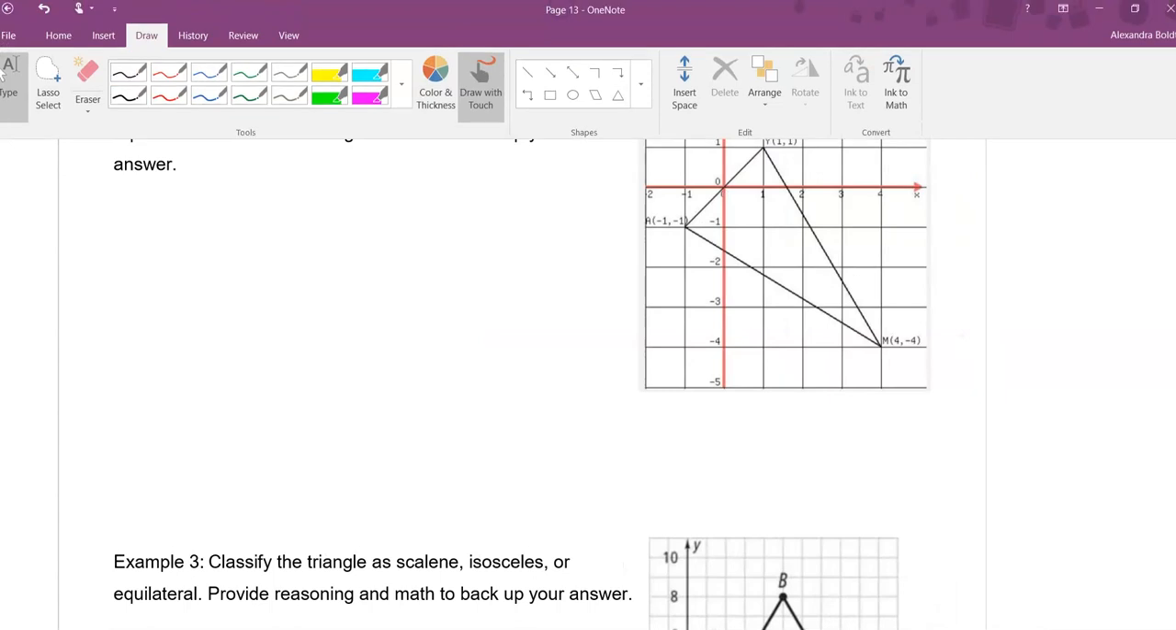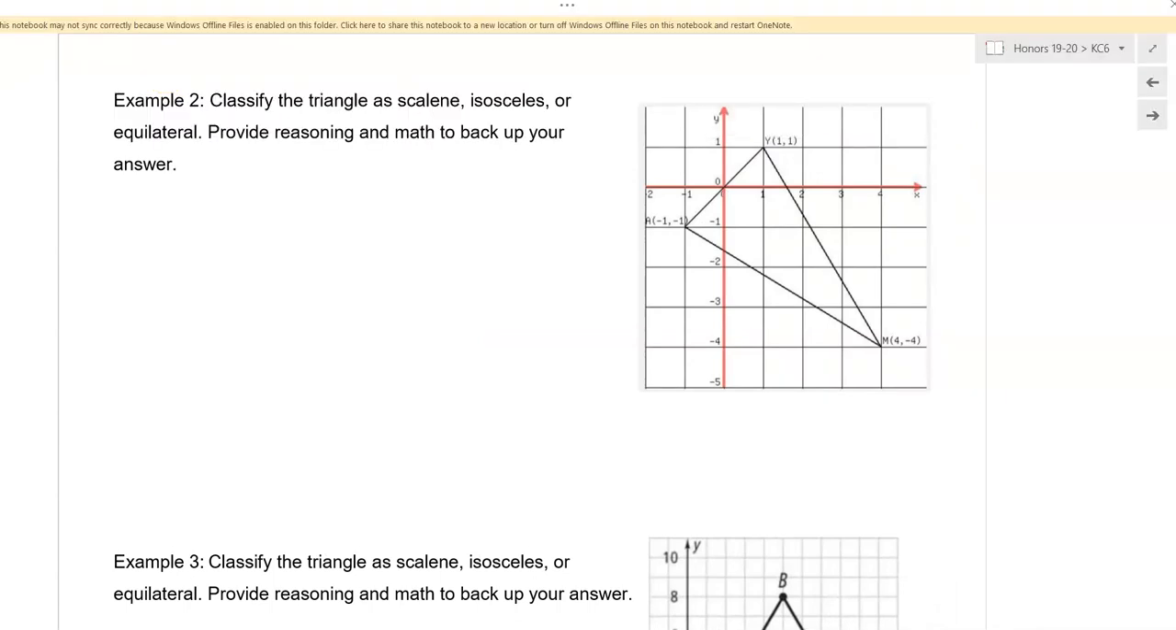Looking at this one, right? So I'm going to do the same thing. We have this side. And it goes up 2 over 2. So I'm going to do 2 squared plus 2 squared equals our c squared. 4 plus 4 equals c squared. 8 equals c squared. And I take the square root, and so I get c equals the square root of 8.